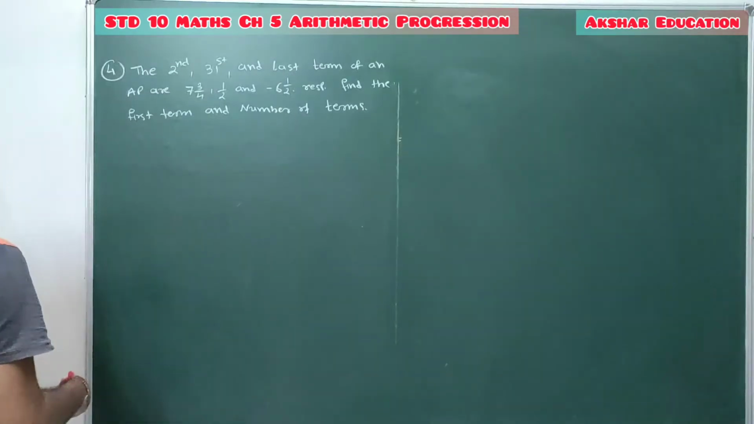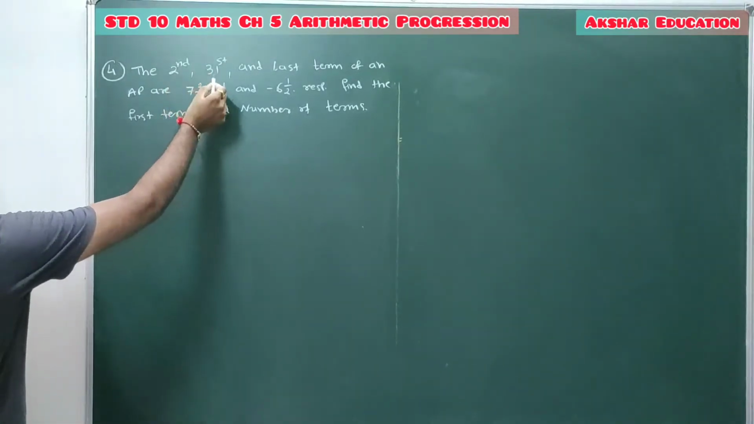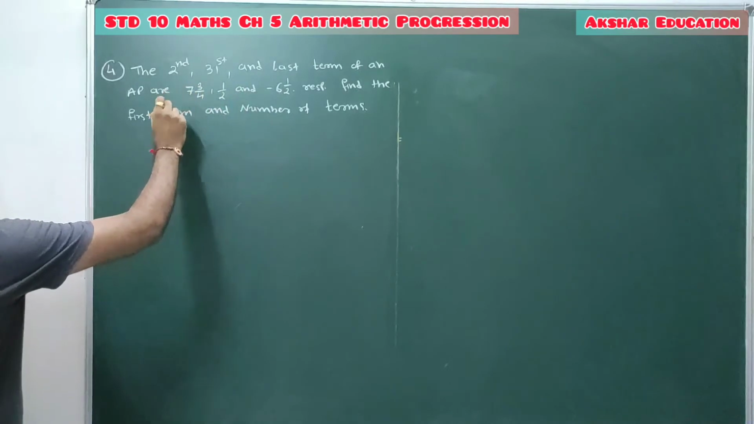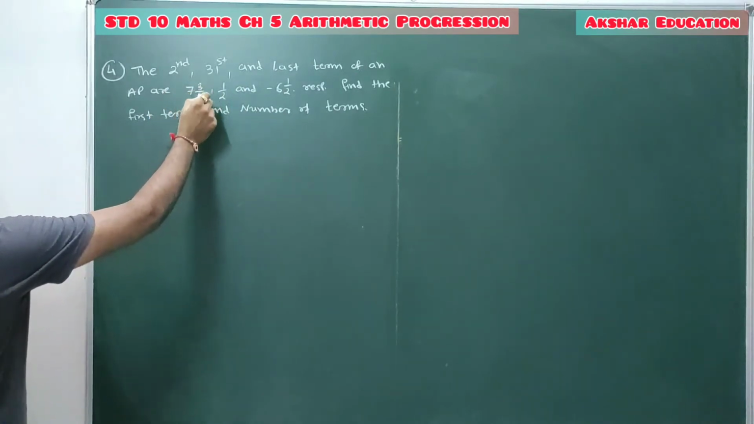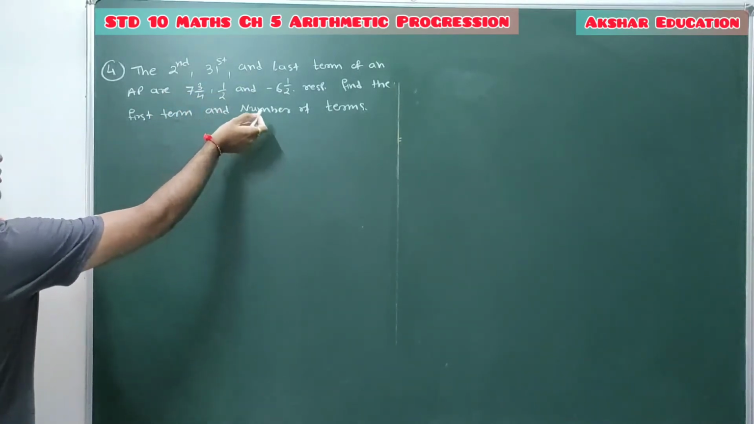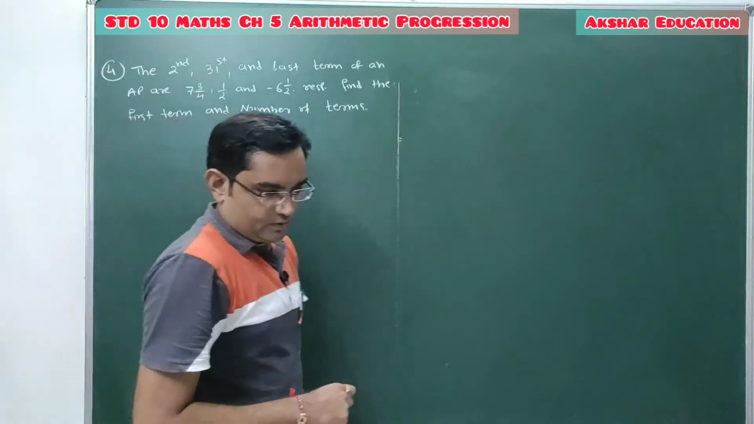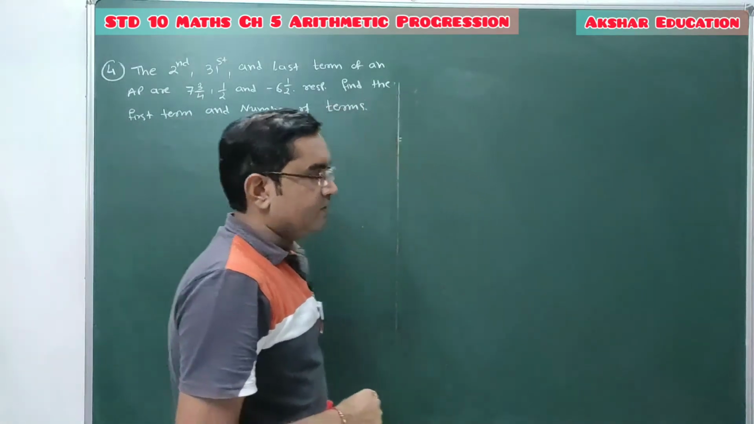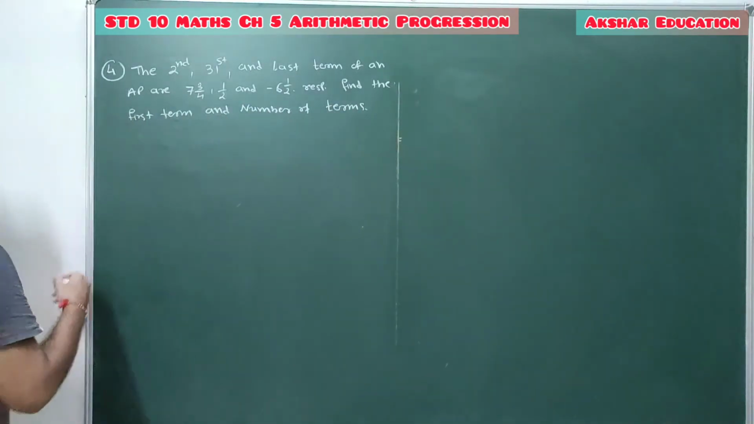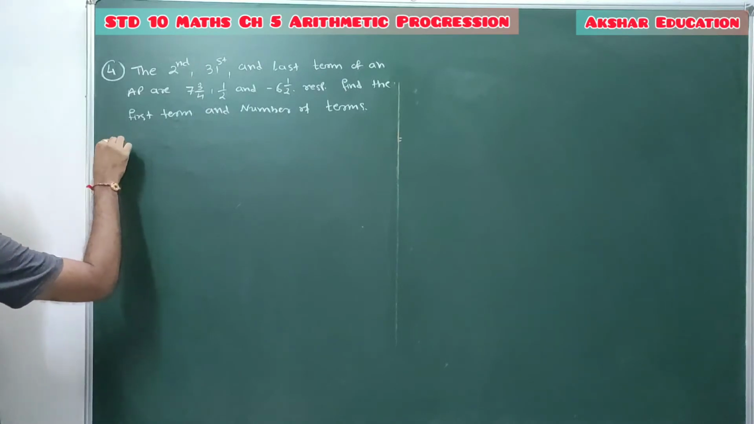Okay, now question number 4. The second, 31st and last term of an AP are 7 integer 3 by 4, 1 by 2 and minus 6 integer 1 by 2 respectively. Find the first term and number of terms. You have to find the first term and number of terms. So what are we given?